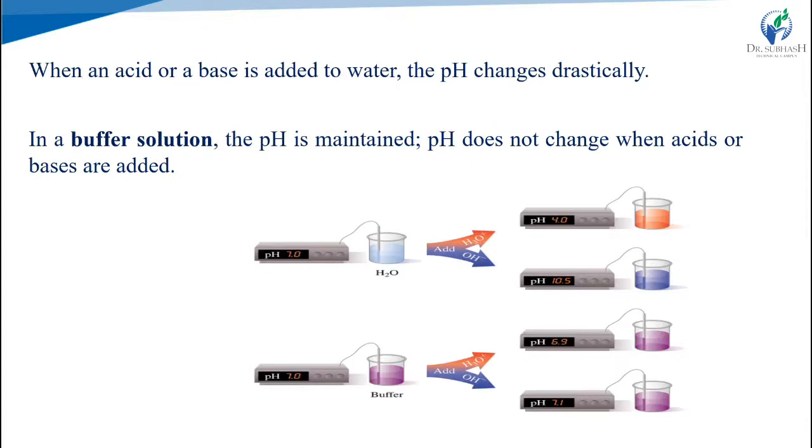When we add acid or base to water, the pH changes. For example, water has a pH of 7, and if we add HCl or OH minus, it changes drastically from 7 to 4 or 10.5. In buffer solutions, the pH is maintained with only slight differences. If the pH is 7 in the buffer solution, it does not change much when we add a small amount of acid or base. It may change slightly from 7 to 6.9, 7.1, 7.2 or 6.8.